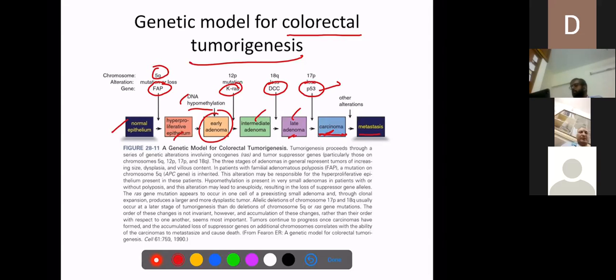So there may be a question: which gene is responsible for the early change in colorectal tumorigenesis? Four options can be given: APC, KRAS, DCC, P53. The answer will be APC. Understand? Early in the process, APC is involved, 5q mutation. Or there may be a question like, which gene is responsible for conversion of a late adenoma to a carcinoma? In that case, the answer is P53.